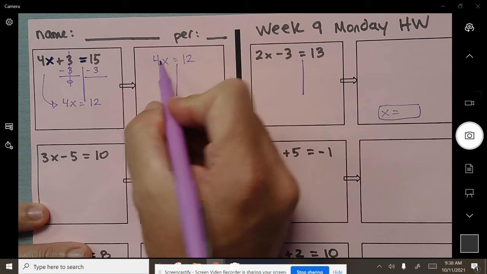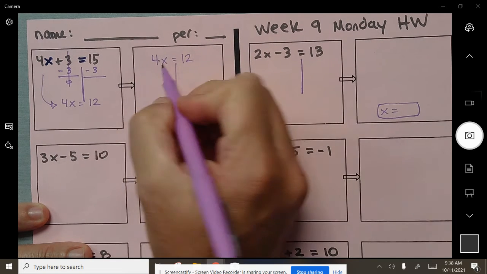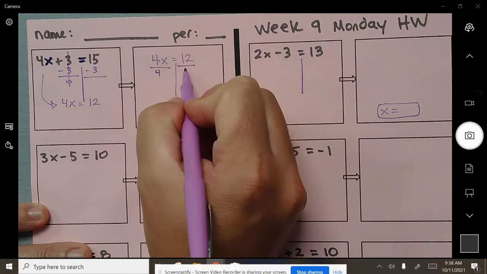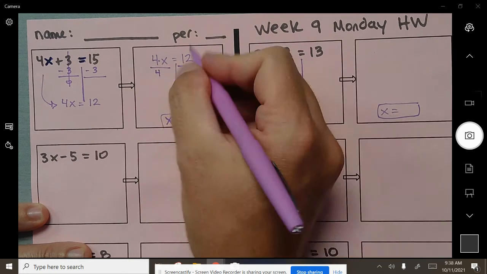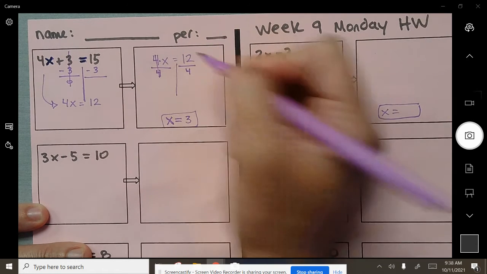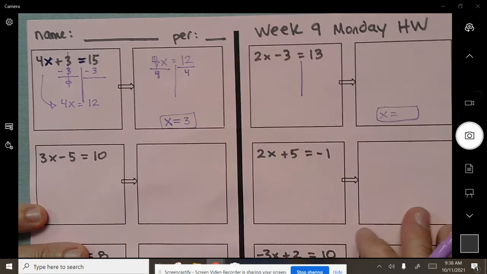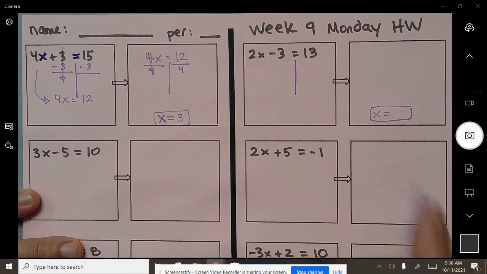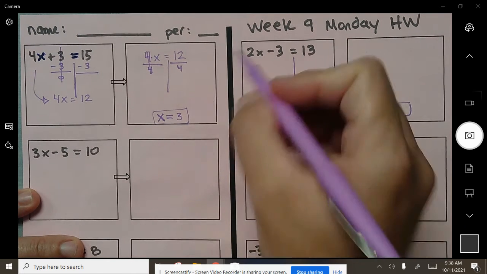They're being multiplied, so you're going to do the opposite of multiplication. You're going to divide. 4 into 12, 3 times. This cancels out. 4 into 12, how many 4s fit into 12? 3.